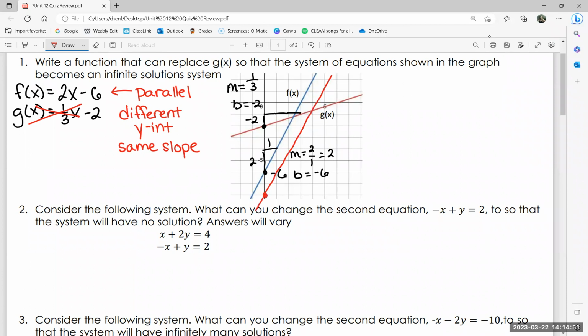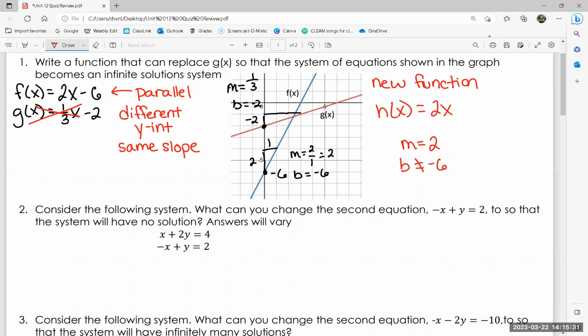So see how it has the same slope, but maybe it has a y-intercept of -6. Okay, so I'm going to maybe call my new function h of x, just so we know it has a different name. And so for it to be parallel, it has to have the same exact slope. So our slope has to stay at 2. So it'll be 2x. And then in order for it to have a different y-intercept, I can technically pick whatever I want. The only thing that I can't let be would be -6. Because again, I want a different y-intercept. And if I picked -6, that's the exact same. If I picked -6, then my solution would be infinitely many.